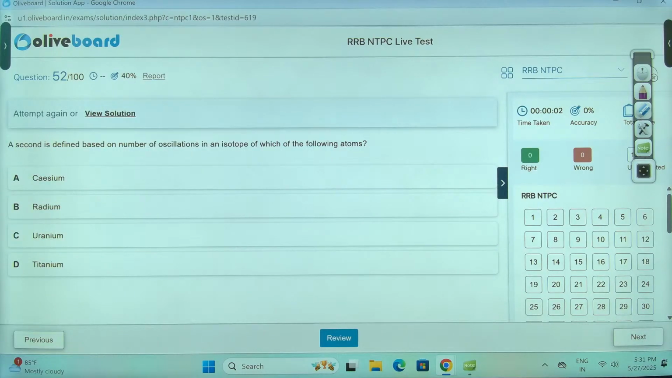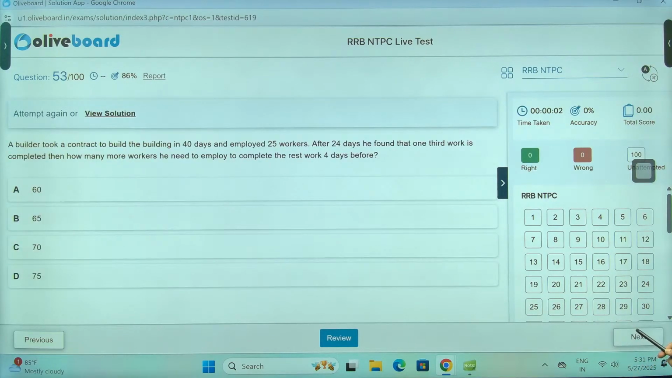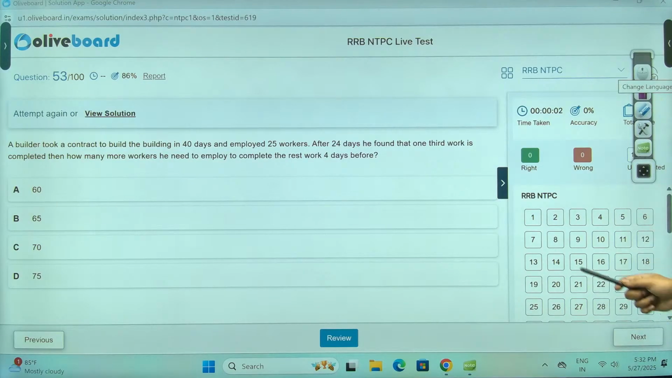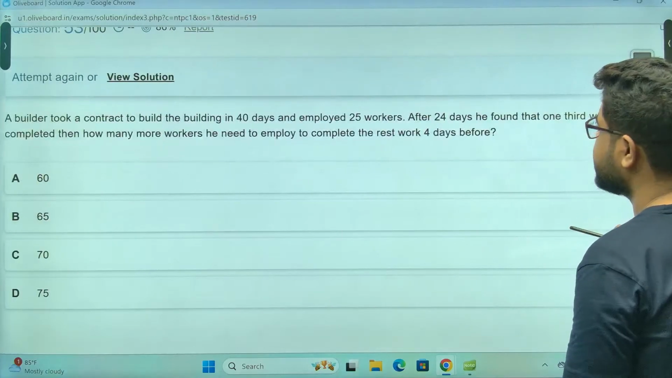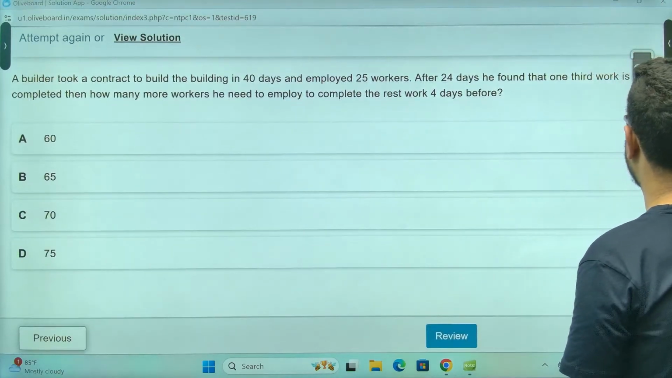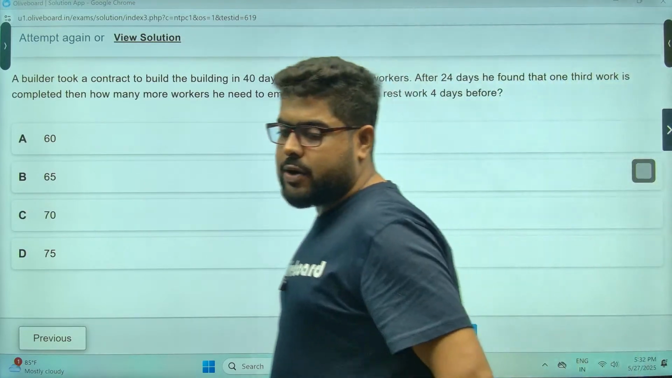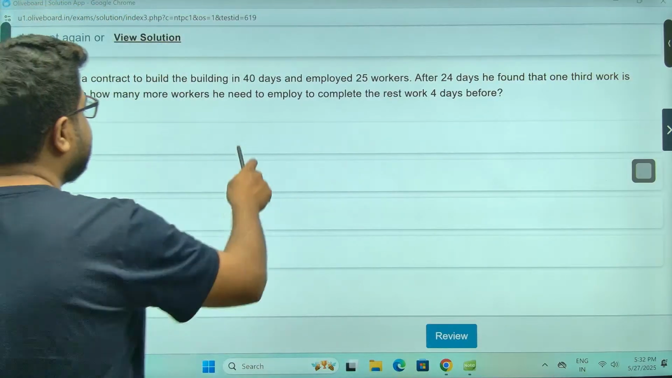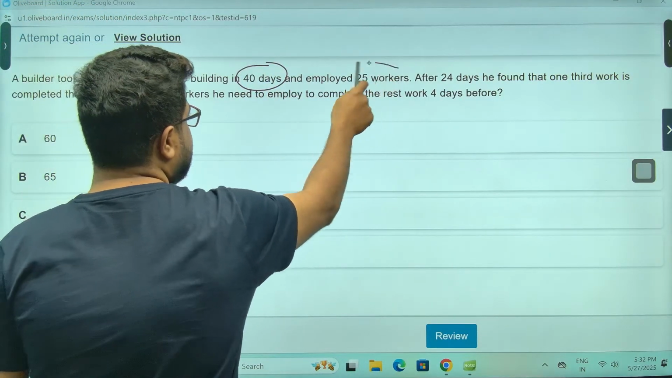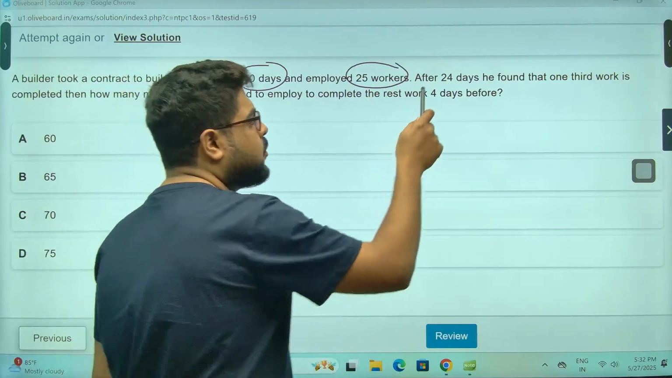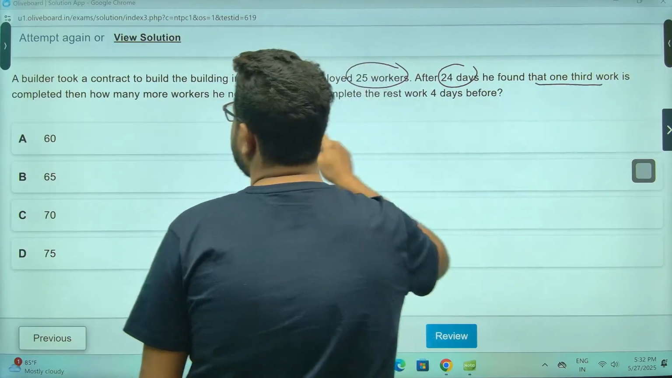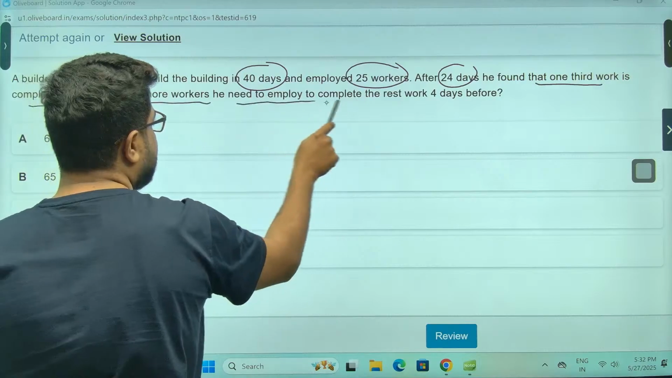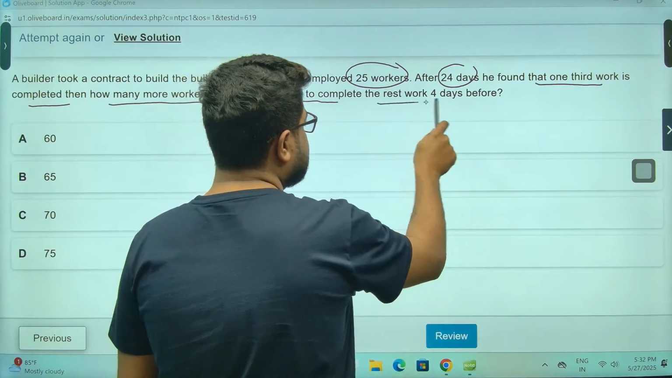Perfect, sir. Next one, sir. Time and work. MDH concept. The builder took a contract to build the building in 40 days and employed this many workers. After 24 days, it was found that 1/3 of the work was completed. Then how many more workers are needed? So this is 4 days before.